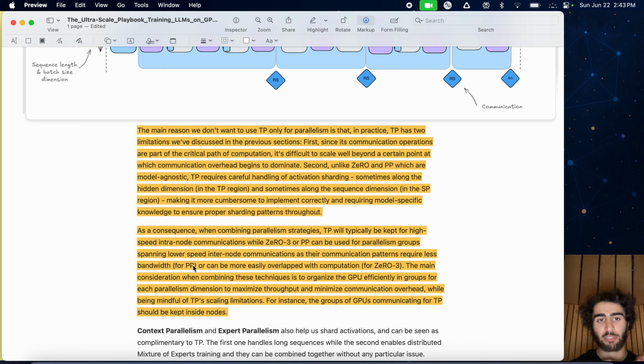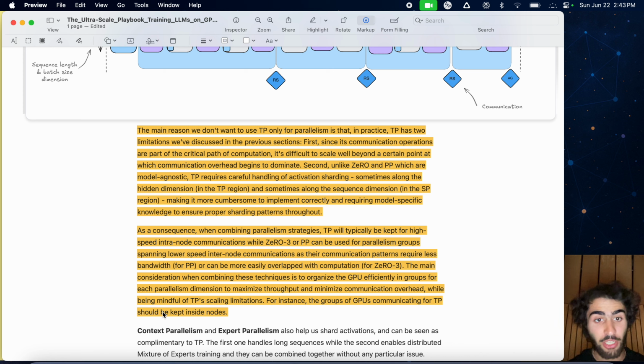For pipeline parallelism, since we're simply passing the activations, the intermediate inputs throughout the model, or can be more easily overlapped with computation. So I just mixed that up slightly, so let me rehash what I said. For pipeline parallelism, it's because we have nice low bandwidth that we can do internode communication. And then for zero redundancy optimizer 3, it's because it can be more easily overlapped with computation.